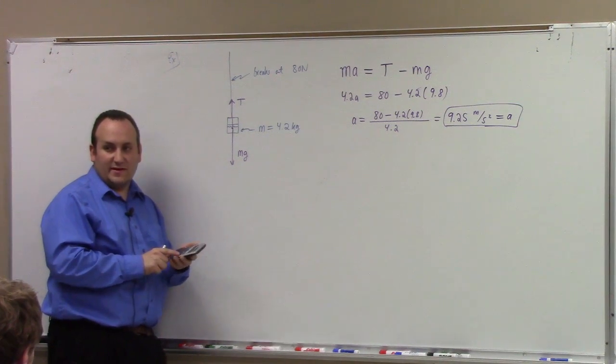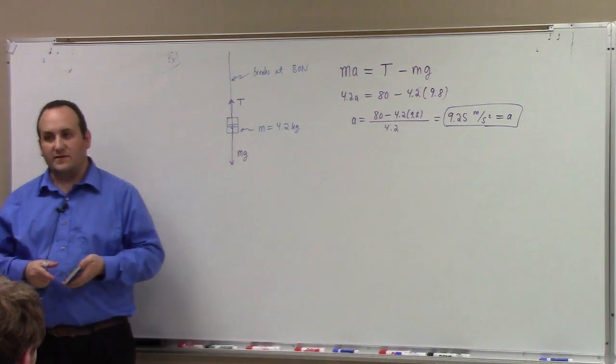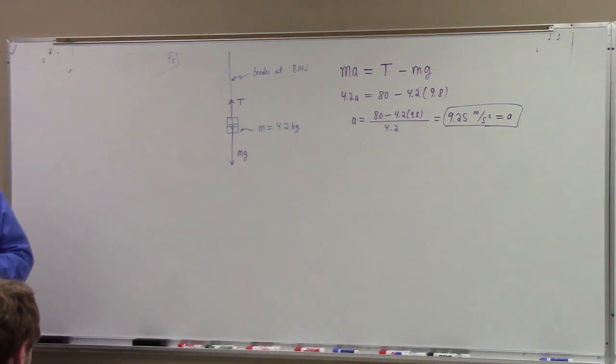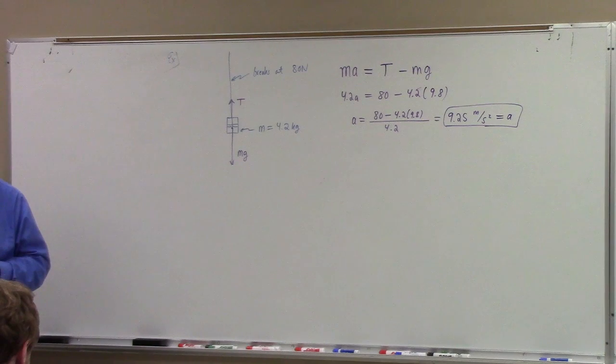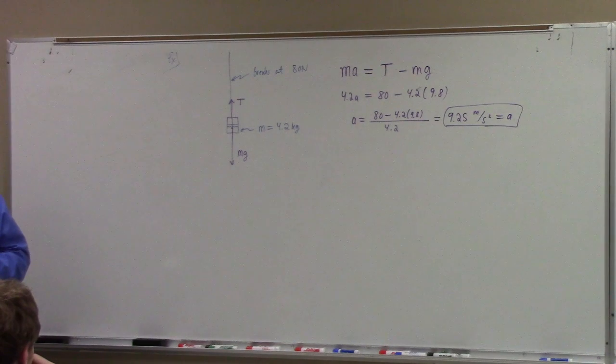The string's not holding the bucket up. The bucket would just be in free fall. The acceleration would be 9.8 meters per second squared downward. It's in free fall. There's no tension. You can't push a rope.